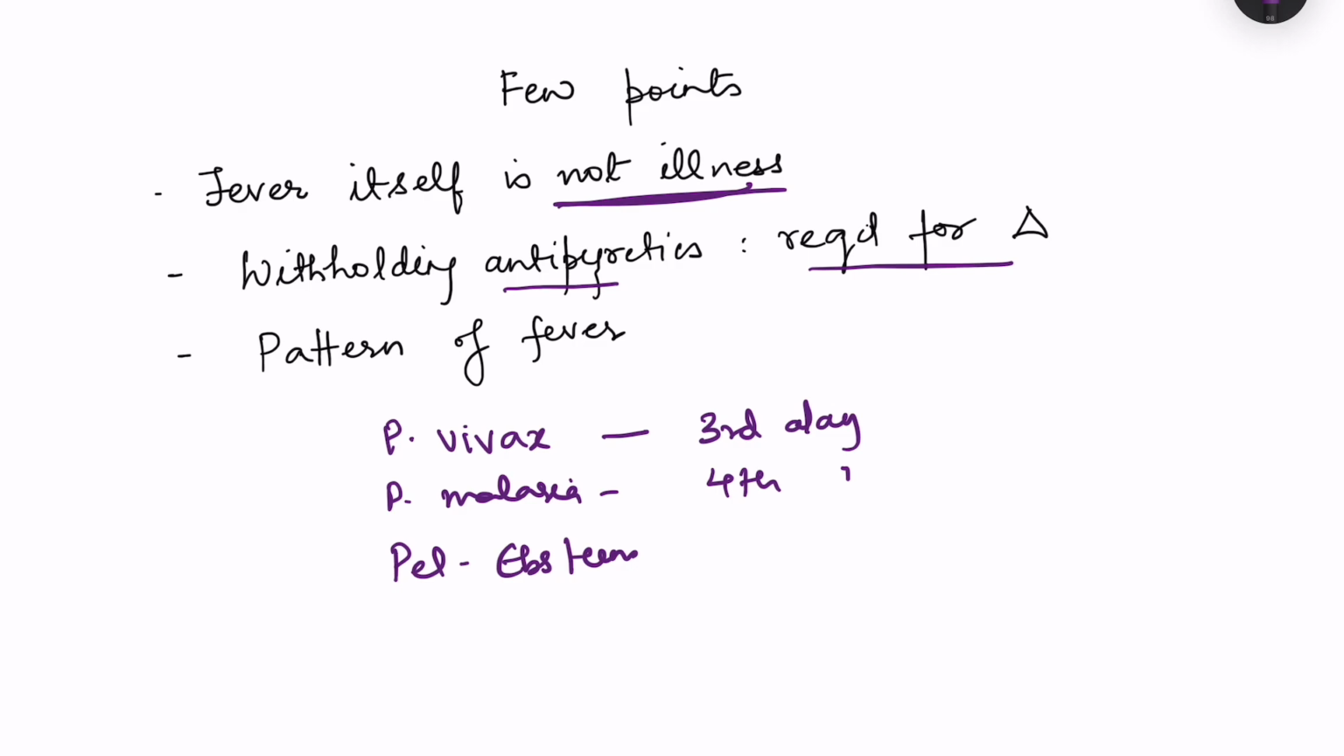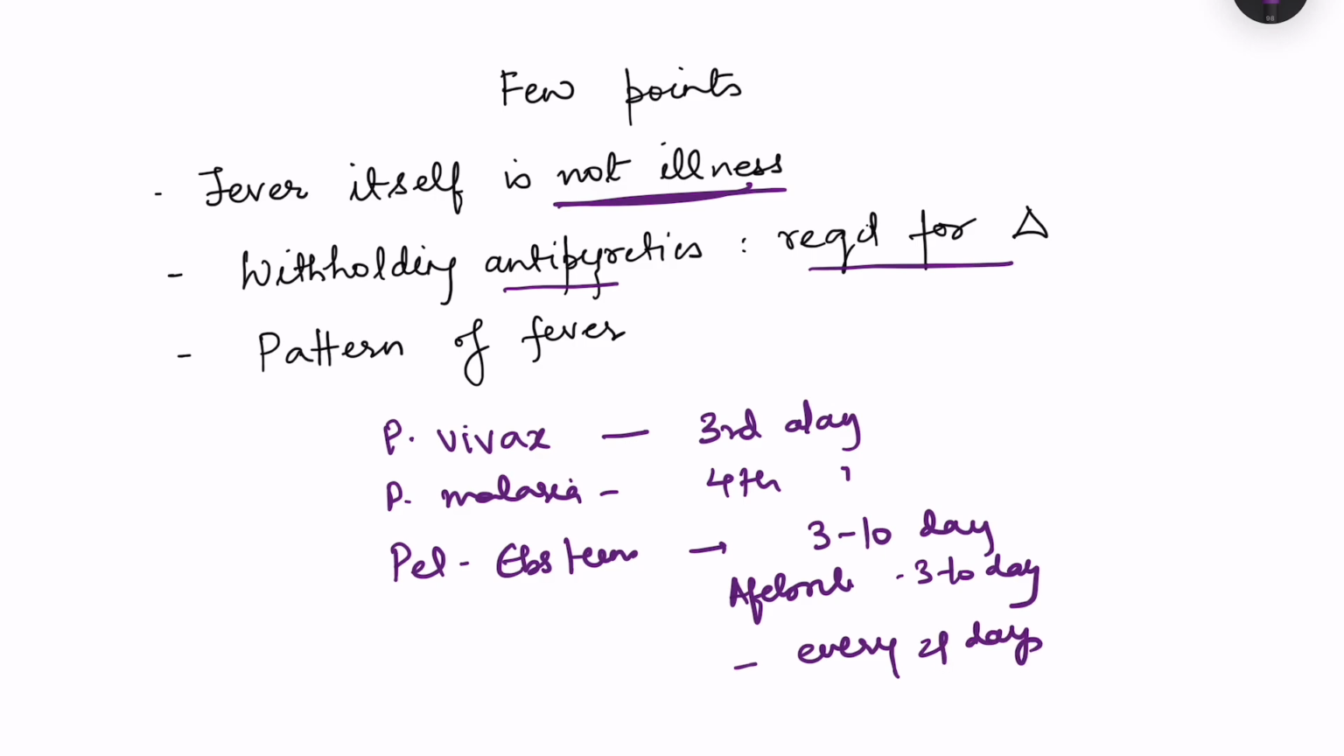In Pel-Ebstein fever, fever lasts for 3 to 10 days and then again the person is afebrile for 3 to 10 days. Then there is fever which can occur every 21 days. This occurs in cyclical neutropenia. So we have to look at the pattern of the fever, how it is occurring, to diagnose.